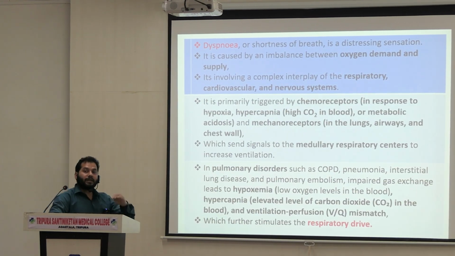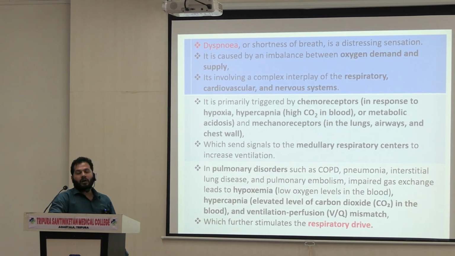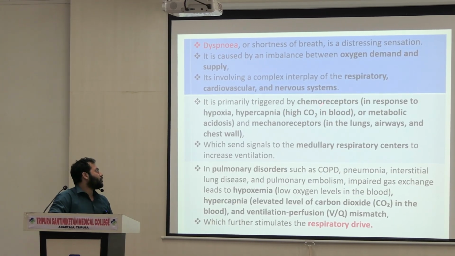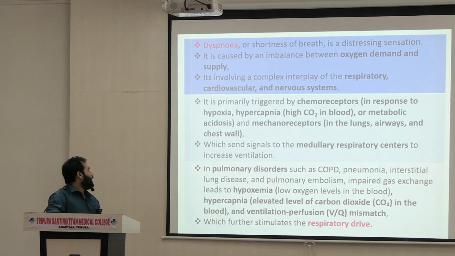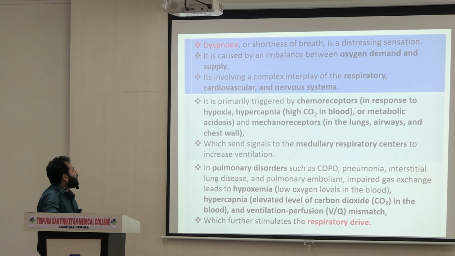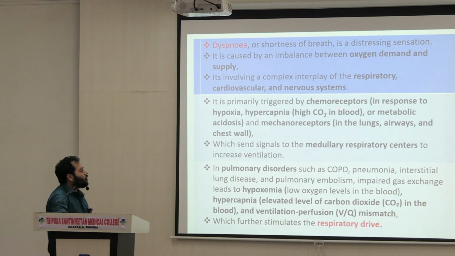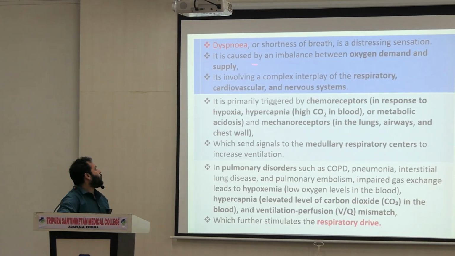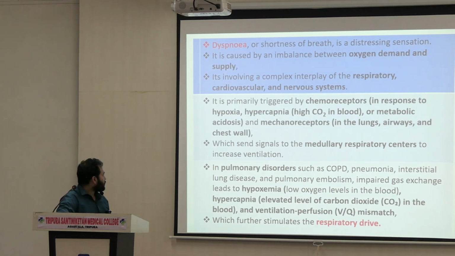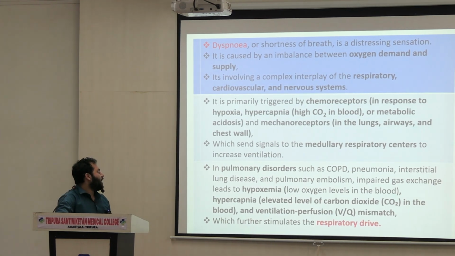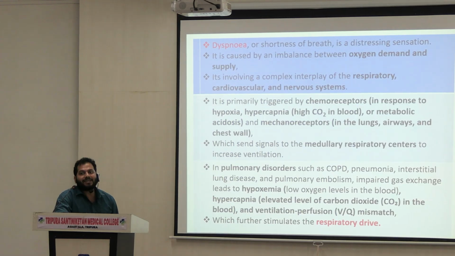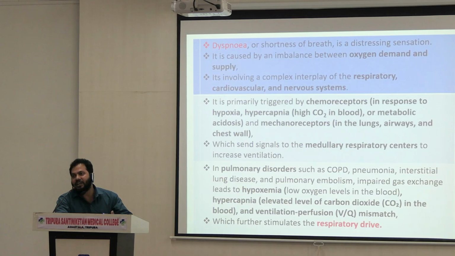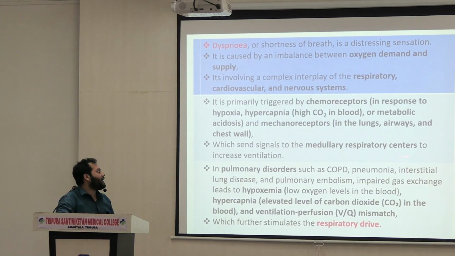It means when there is a low level of arterial oxygen, there is a change in the functional property of chemoreceptors, and even due to hypercapnia or metabolic acidosis. Not only chemoreceptors, mechanoreceptors are also triggered due to this reason, right? And both the receptors send some signals. So what is the site into which the receptors send the signals to improve the ventilation? The site is the medullary respiratory centers.